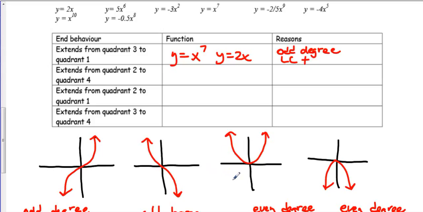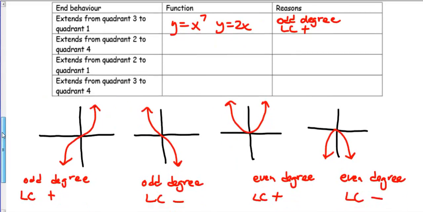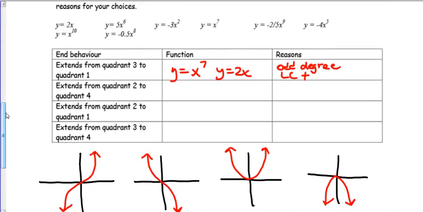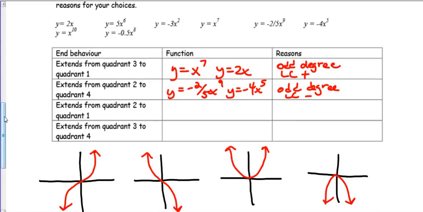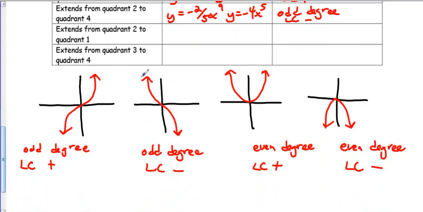How about extends from quadrant 2 to quadrant 4? So let's look. Which ones extend from quadrant 2 to quadrant 4? We can see that that's the second case. Odd degree, leading coefficient negative. So we go back to our choices here. We can see that that would be y equals negative 2/5 x to the 9th and y equals negative 4x to the 5th. Odd degree, leading coefficient negative.